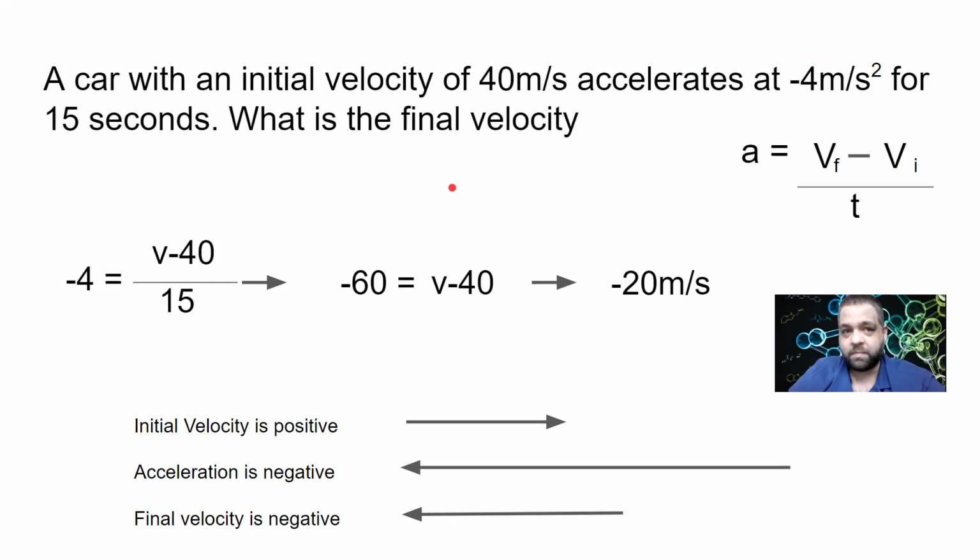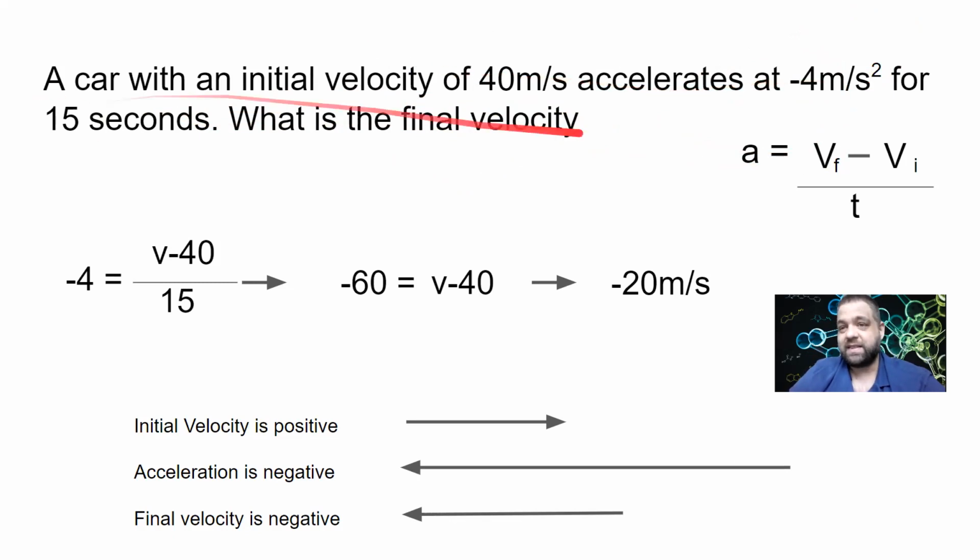The same kind of problem, only instead of 5 seconds, we're going to do 15 seconds. A car with an initial velocity of 40 meters per second accelerates at a rate of negative 4 meters per second squared for 15 seconds. What is the final velocity? And before I continue on this problem, I get this question asked by just about every student who starts on the acceleration. What do I do with this squared? Do I do 15 squared?